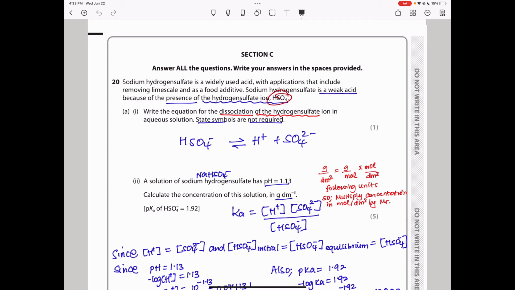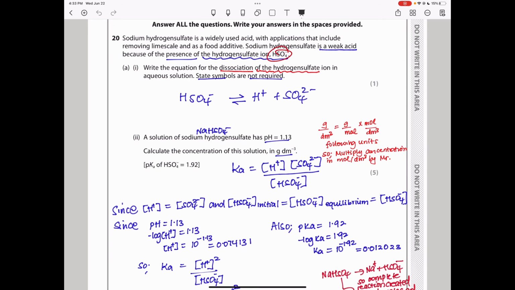So it means, because they said it's a weak acid, this is going to dissociate reversibly. HSO4 minus reversible H plus, as well as SO4 2 minus. So this is really easy to do. The next part says, a solution of sodium hydrogen sulfate of pH 1.13, calculate the concentration of this solution in gram per decimeter cubed.